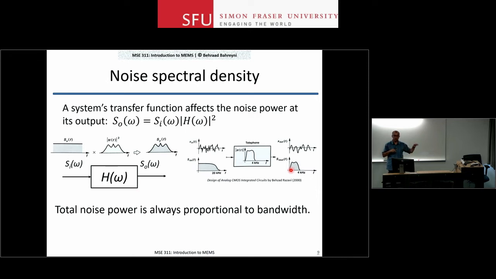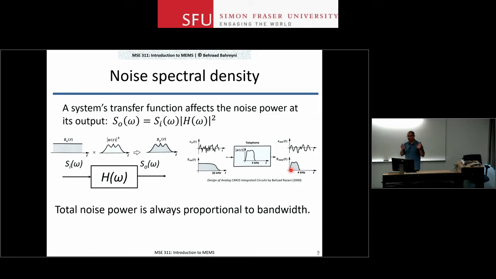For a constant input noise level, that's your only way of limiting noise at the output. It comes at a price. Lower bandwidth means that your system is slower. It may be harder to design and all that. But that's your only practical way to reduce noise. Anything else? You are not really doing it with the circuit.